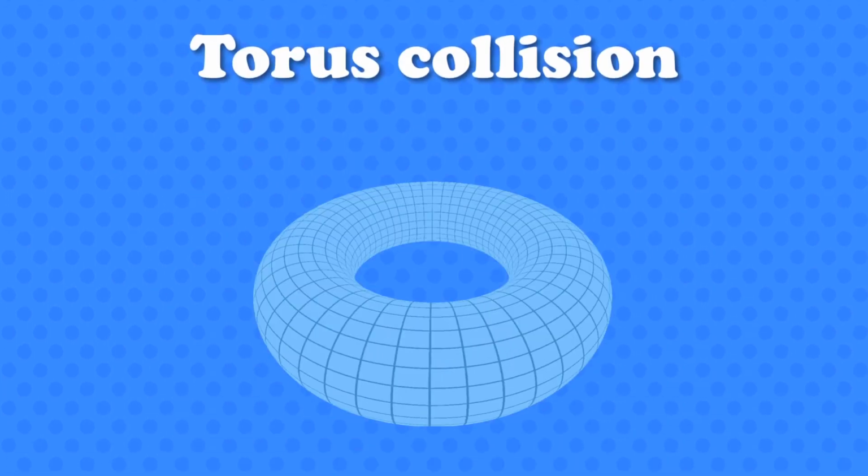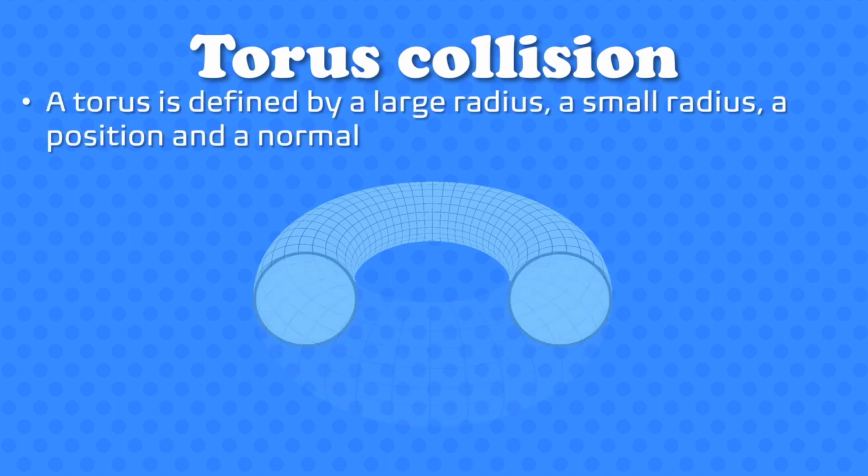I'm also gonna add a torus, which is basically a donut. A torus is defined by a large radius, a small radius, a position, and a normal. And they are all written here. So the small radius is the radius of the tube. The large radius is the radius of the ring. The position is basically just the 3D position in space. And the normal is a unit vector that is perpendicular to the plane of the ring.